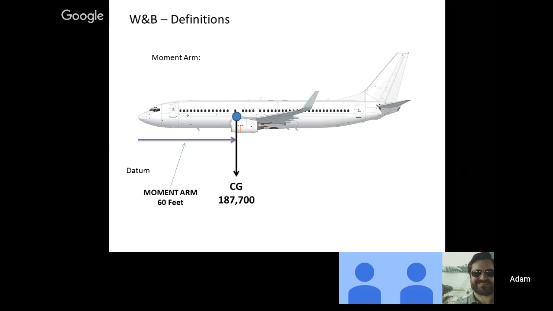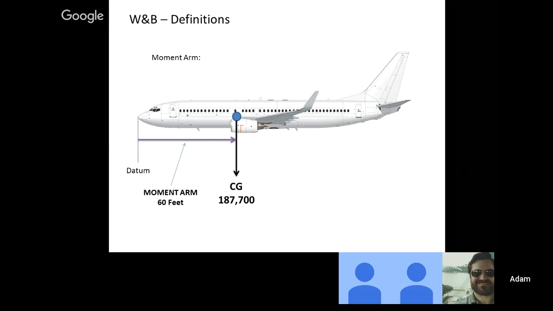Now, if you took a bunch of sandbags and put them in the last seat of the aircraft, row 33, say, that moment arm for that weight that you load in the back seats would probably be around 120 feet. And in that case would affect the center of gravity, similar to what we saw in the example a few slides ago.